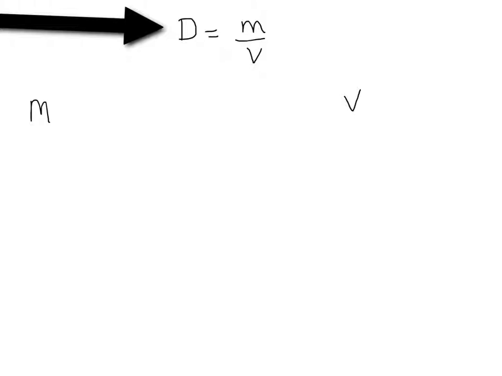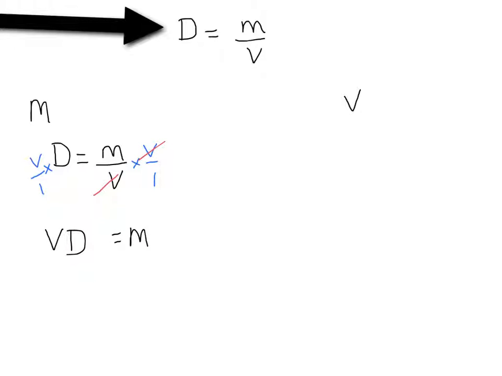So let's begin with mass, and we know that density is mass over volume. And if I want to solve for m, I have to isolate m, so I'm going to have to multiply by v over 1 on both sides. And if I do that, what happens is my v's cancel, and I'm left with mass is equal to v times d. This is basic algebra.